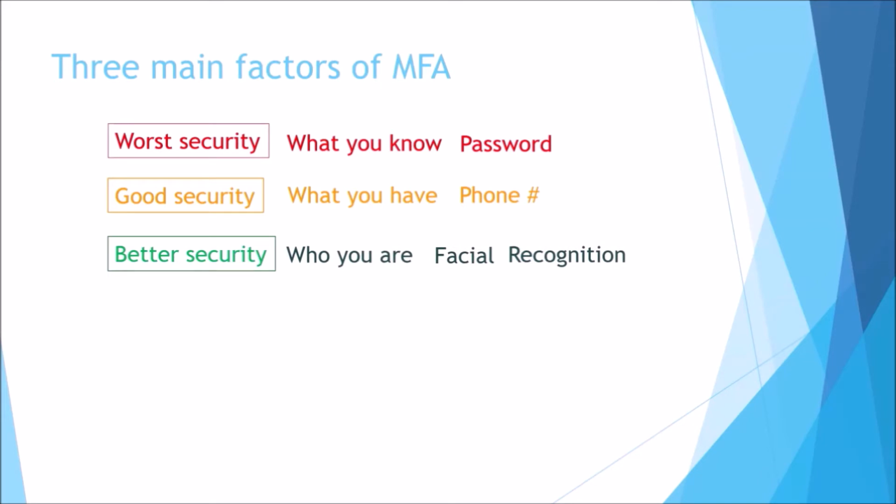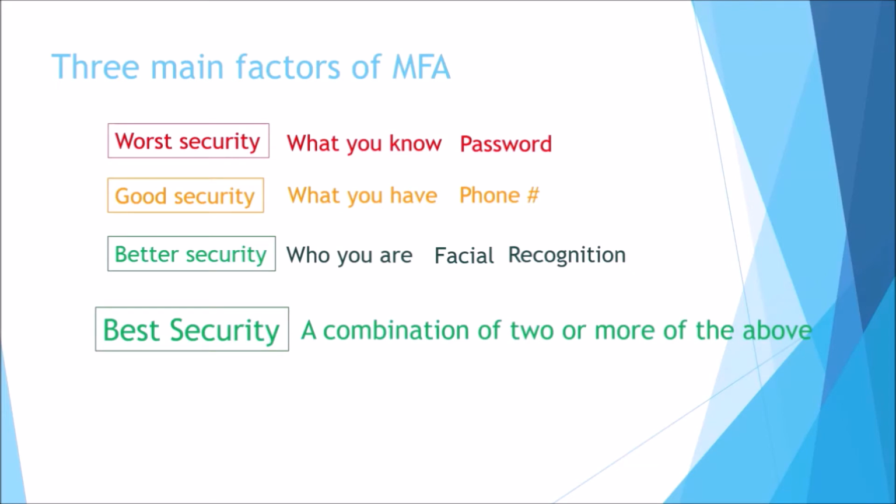Obviously, your face is a lot more difficult to get than your password. But the best security is a combination of two or more of these, and that is what multi-factor authentication does. It uses the layering of two or more of these to make it much, much more difficult to hack. If you go to a bogus website and enter in your username and password, they have what you know. But if they also need to have who you are, for example, or what you have, they're going to be stymied.